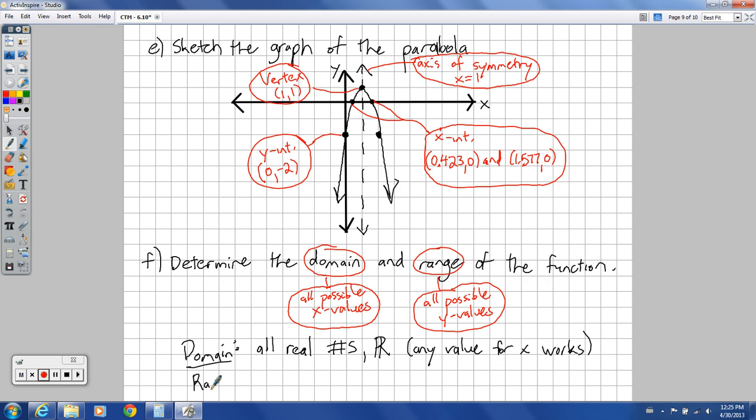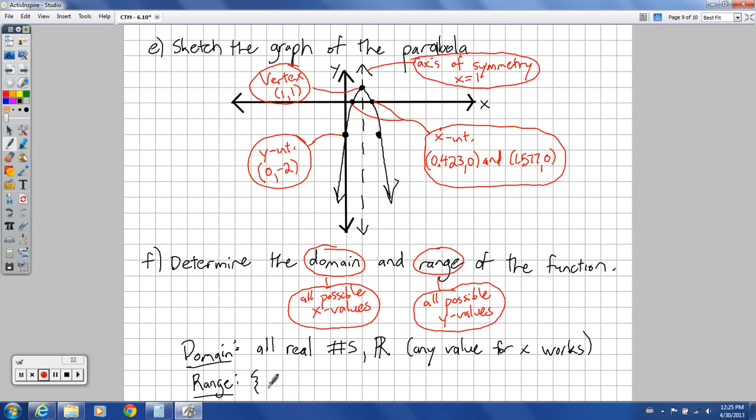And the range, this one, it's not all real numbers. What's the highest y gets? Well, anything negative would work. Anything negative would be a possibility. But as you move up, you get up to 1, and then there's no more points after that. There's nothing up here. So no y values will be greater than 1.